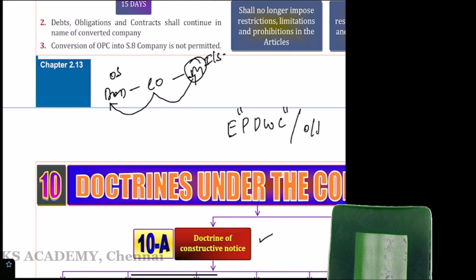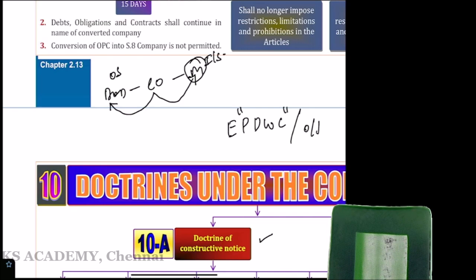Separate legal existence. Repeat. Separate legal existence. What do you mean separate legal existence? Company and members, both are one and the same or different? Company and board of directors, one and the same or different?